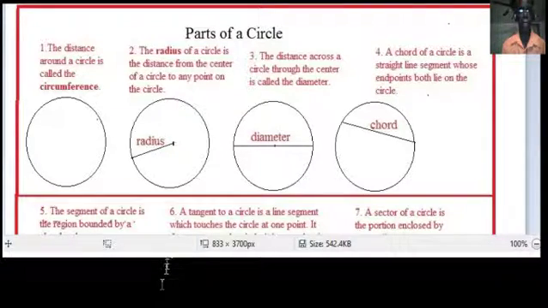Here are a few basic facts you need to remember before looking at circle theorem. 1. The distance around a circle is called its circumference. 2. The radius of a circle is the distance from the center of a circle to any point on the circle. 3. The distance across a circle through its center is called its diameter. 4. A chord of a circle is a straight line segment whose endpoints both lie on the circle. Note that a diameter is a special type of chord which goes through the center of the circle.